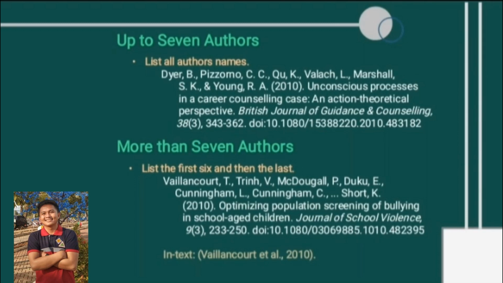And next is more than 7 authors. So list the first 6 and then the last. It means list by the last name and initial, separate author names, after the 6th author name use an ellipsis in place of the author's name, and there should be no more than 7 names. So it means that after 6 put nga ng ellipsis, then ayan din ang ka-7th, and then year of publication na dayon.